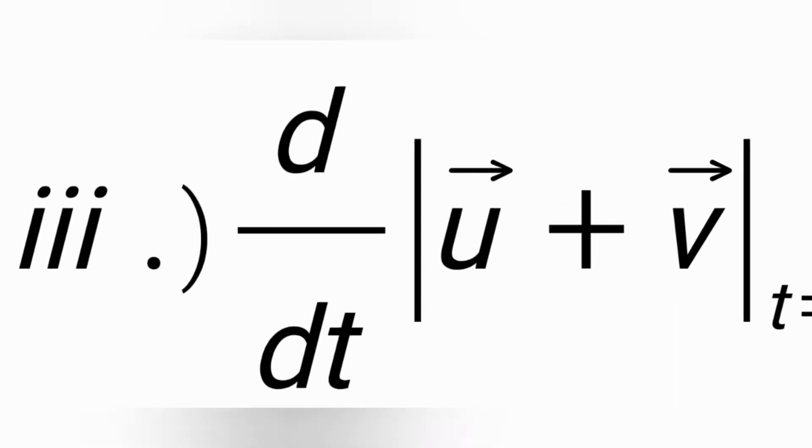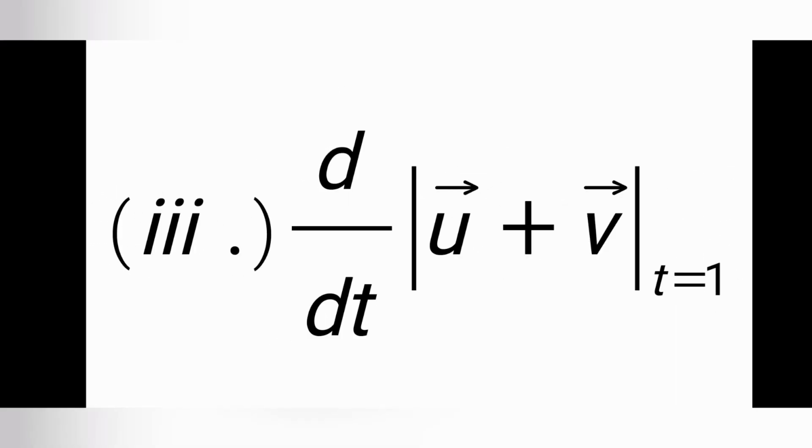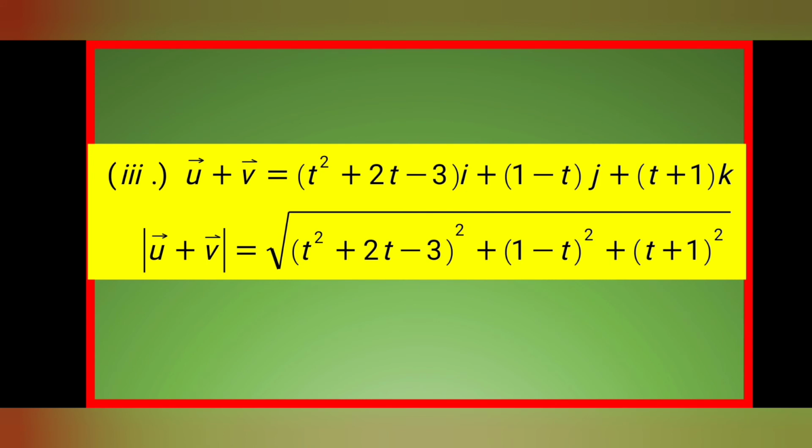Number three is to find the derivative of the absolute value of u plus v at t equal to 1. The first thing to do is to find u plus v. u plus v is equal to t squared plus 2t minus 3 i plus 1 minus t j plus t plus 1 k. Next is to find the absolute value of u plus v.